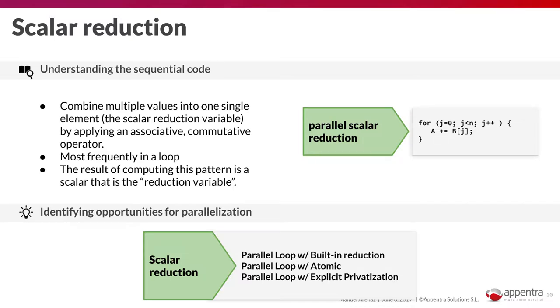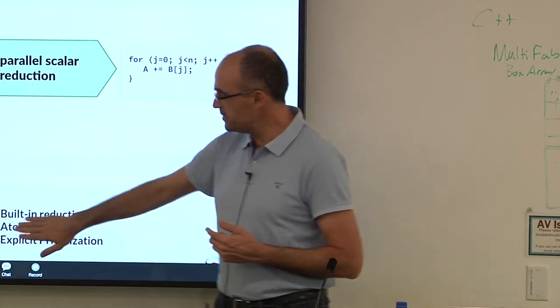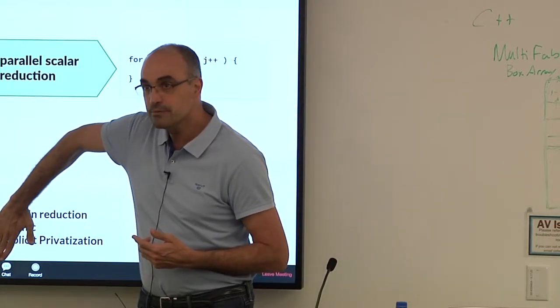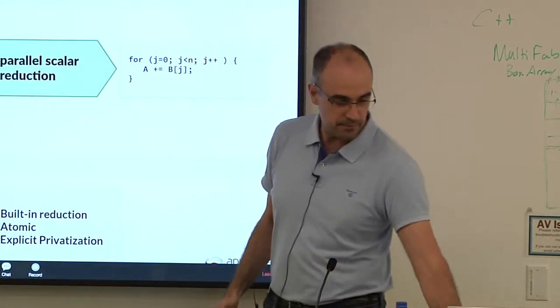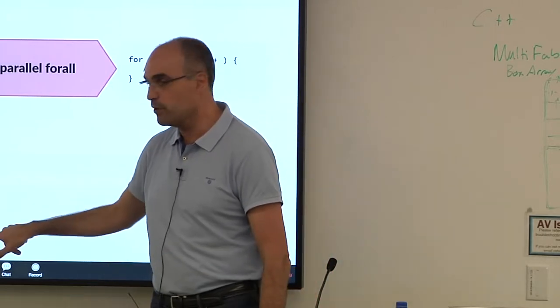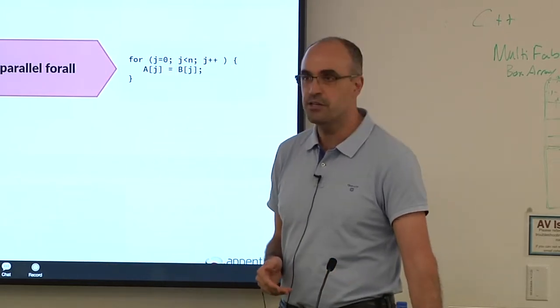This is typically coded as a loop, and the result of the pattern is what is called a reduction variable, or an output reduction variable. And here we have three different ways of parallelizing it. We have seen in the demonstration before the break, essentially it is a parallel loop, so the same way of coding for all, but adding additional synchronization.